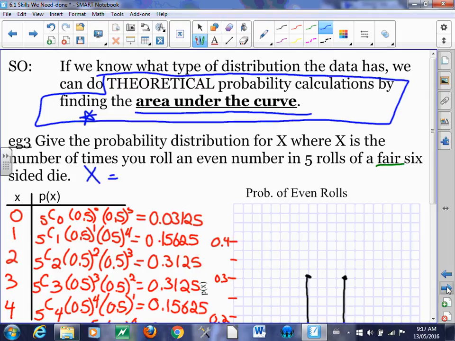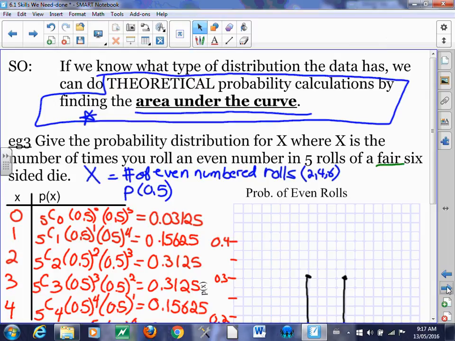Okay, so let's take a look at how do we calculate this. Well, what does x represent? What are we looking for? X is the number of even numbered rolls. Well, when we roll a die, what are the even numbers? Okay, well, they are 2, 4, and 6, when we think about it, right? Okay, so what's the probability of getting even numbers? Well, that's 3 out of 6 possibilities, so P equals 0.5.